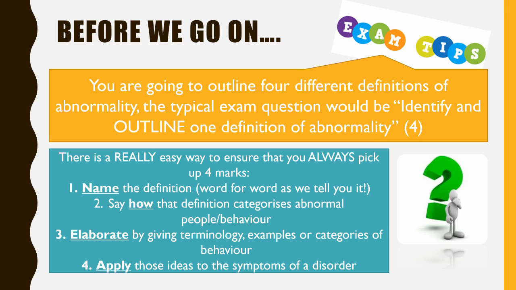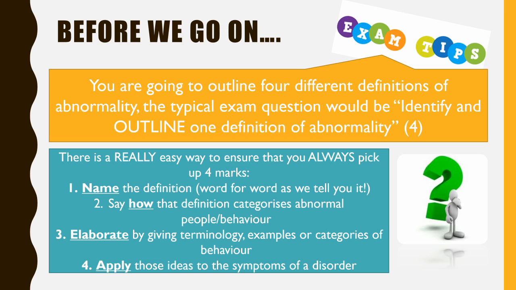Part number 2 is just a general description saying how that definition goes about categorising abnormal people and or behaviour. Now at that stage, part number 2, is very, very general. In part number 3, however, it becomes a little bit more difficult. That's where we would expect you to elaborate. So we might see some terminology, we might see some examples, or with a couple of the disorders, we're going to see some categories of behaviour, specific categories that abnormal people will demonstrate or fail to demonstrate.